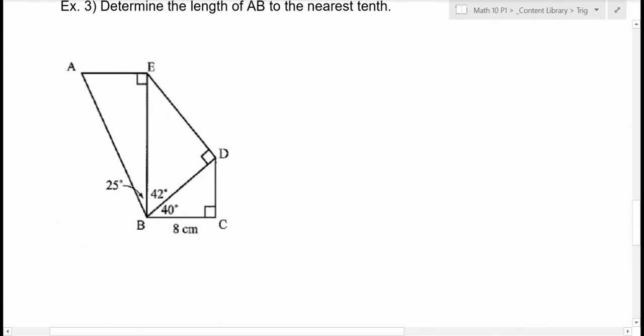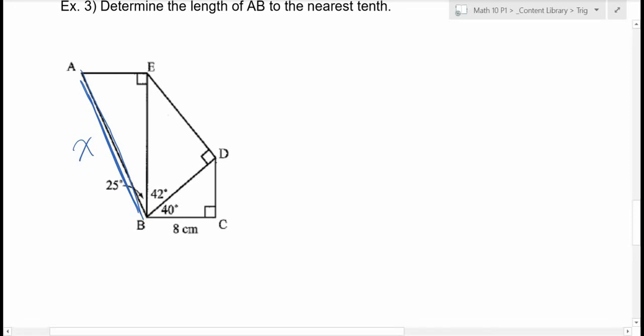Here's the third example. I will show you and I'll let you do the last one on your own. It says determine the length of AB to the nearest tenth. So this is the side we're trying to solve. Here's x. Well, we have three right triangles, and the only triangle that has a side length is BCD.